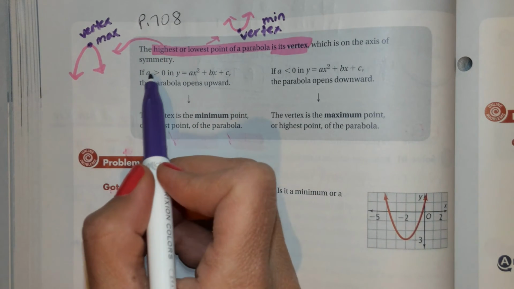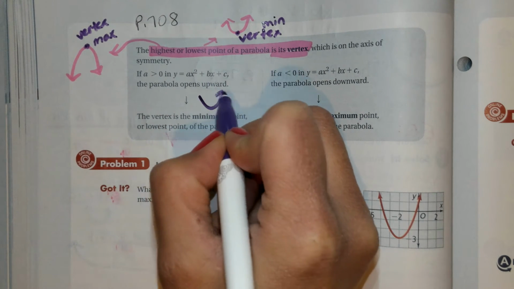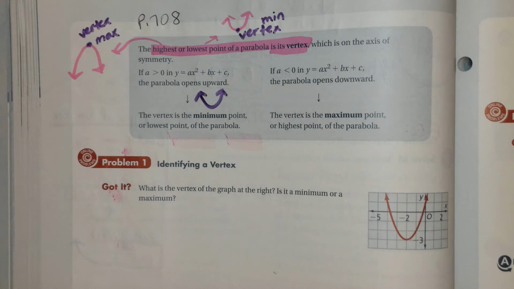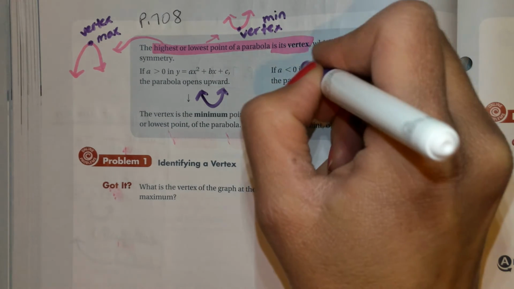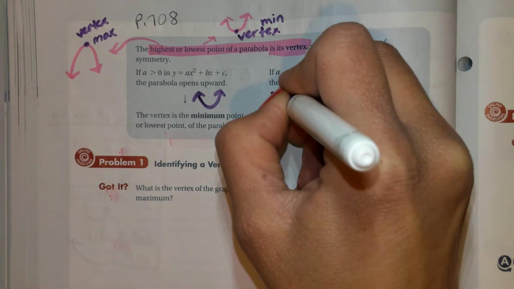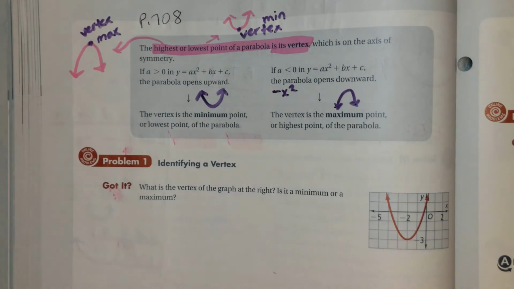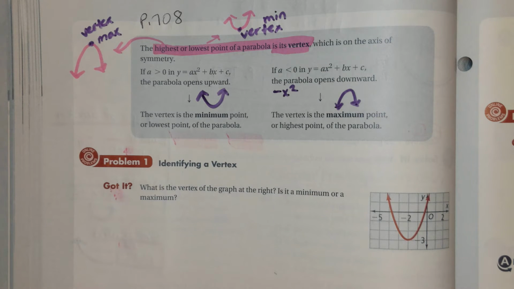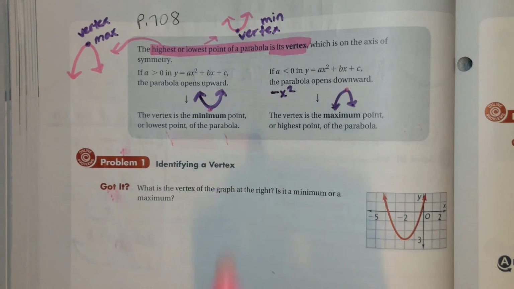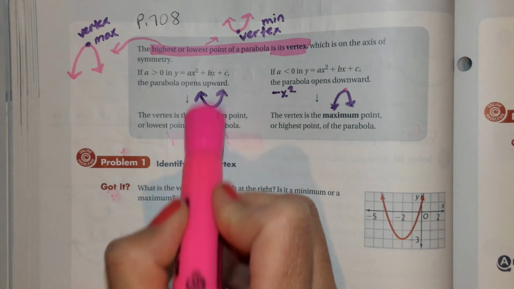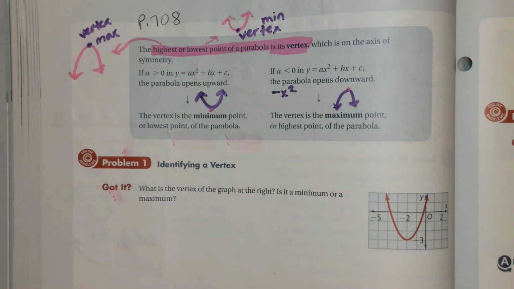So if A is greater than 0, so if A is positive, then it opens upward. That's this kind. And it's a minimum, just like what I was saying. And here, if A is less than 0, it would mean it's negative. So it'd be like a negative x squared, just so you guys understand what that means. It would look like this, and the vertex would then be the highest point. So again, we're looking at the vertex right there, or the vertex right there. And again, the line of symmetry goes straight up and down through the vertex, and you could imagine just folding it in half right there.